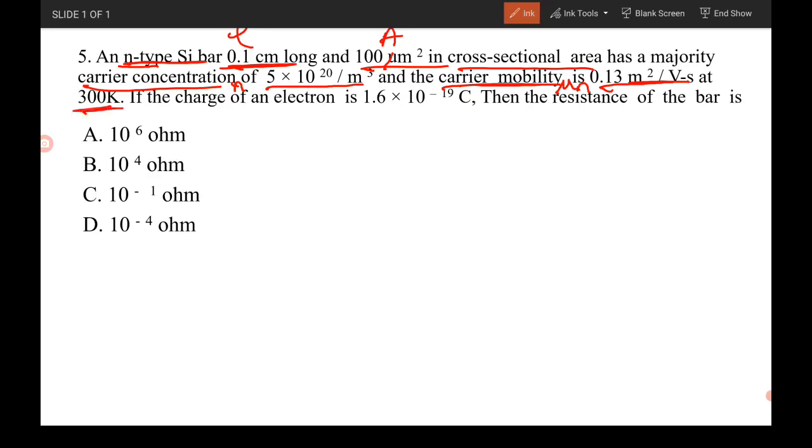So now if a charge of electron, which is 1.6 into 10 to the power minus 19 coulomb, that is Q, is given, then the resistance of the bar is how much? So we need to find out the resistance.